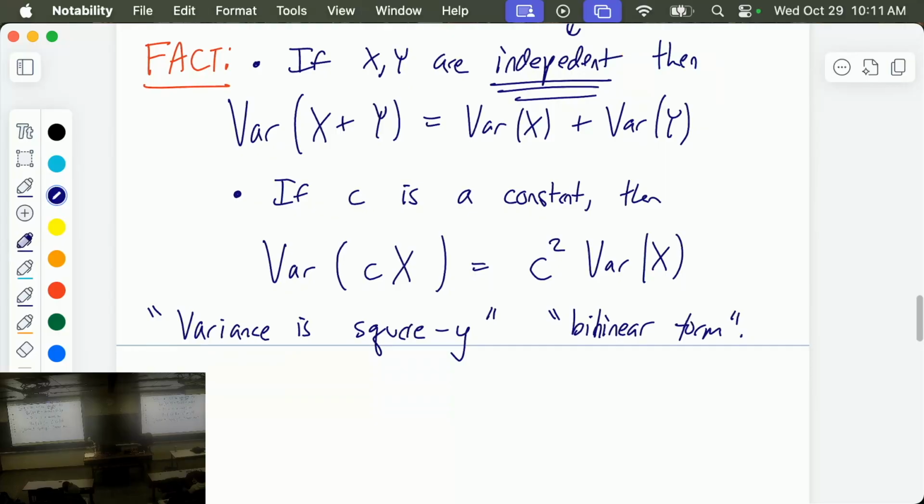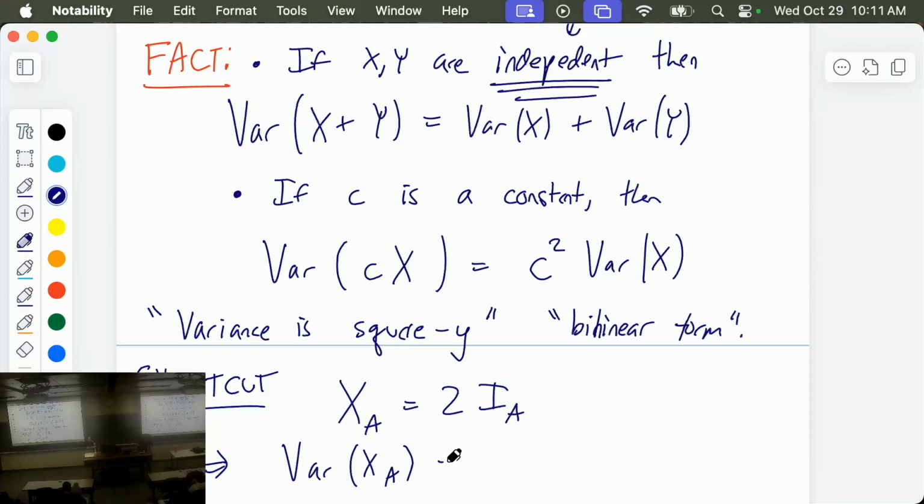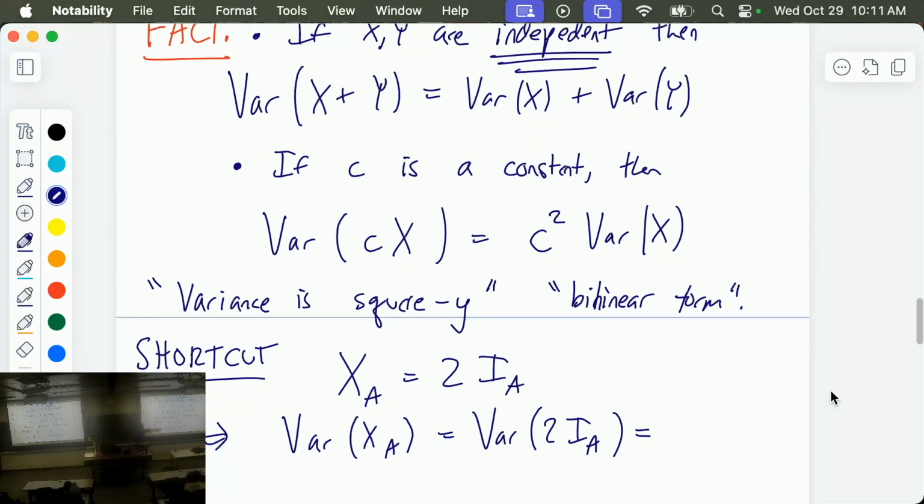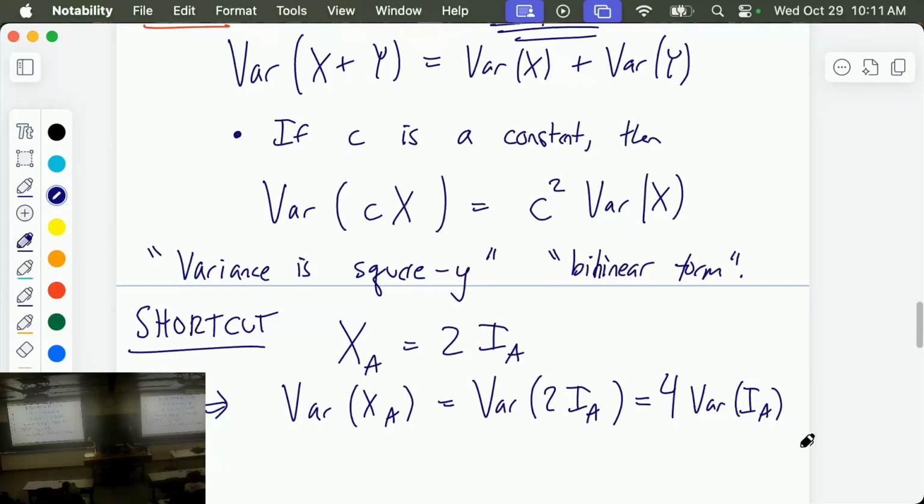We can calculate Alice's and Bob's. So here is the shortcut calculation for Alice and Bob. Remember, Alice is double a single coin flip, and therefore the variance of Alice is the variance of double a single coin flip. And this time it pulls out with a factor of 4, right? So don't pull out the 2, you pull out a 4. The 4 times the variance of a single coin flip. And then you have to work out what the variance of a single coin flip is.